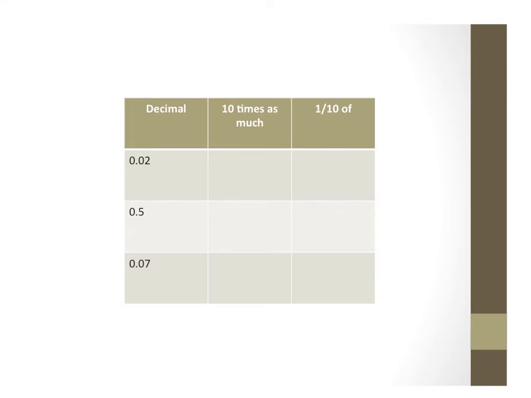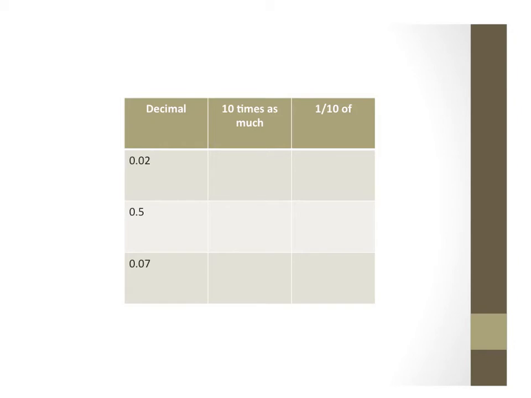All right, let's take a minute to look at our chart. Remember I told you if you're finding 10 times as much of a number, you're moving that decimal place one place to the right. If you're finding 1/10 of a number, you're moving that decimal one place to the left. If it were 100 times as much, you would move 2 places to the right. If it were 100th, you would move 2 places to the left, similar to the patterns we saw in the first chapter. So let's go ahead and look at our first decimal.